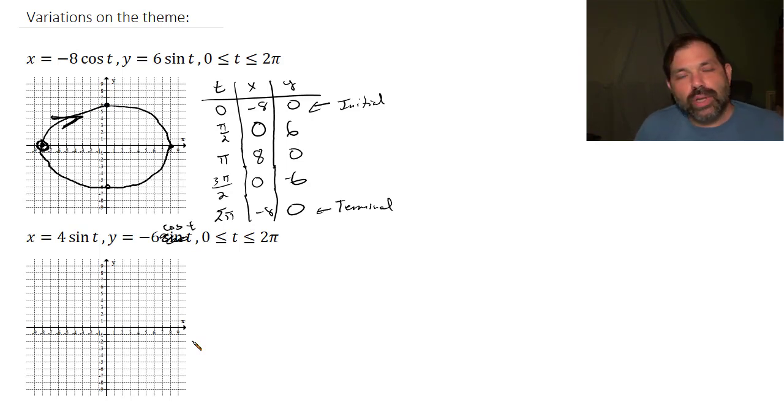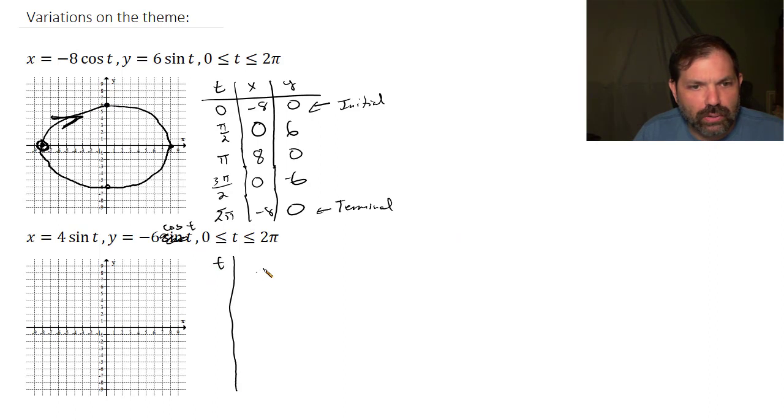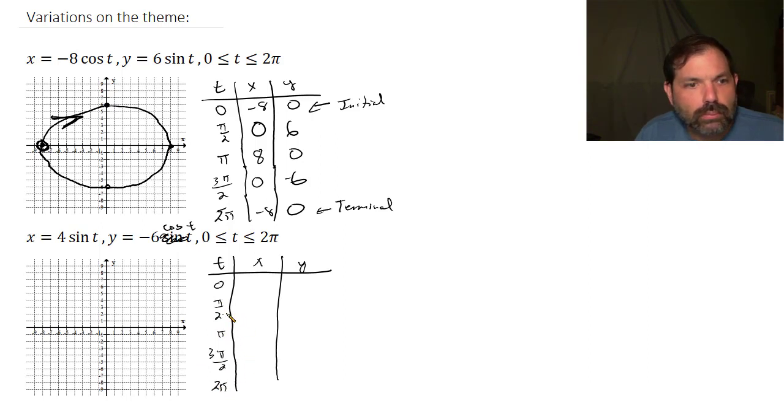Alright, so again, this is going to give me an ellipse. Let's maybe just get a few of the nice points on this, like I did in the previous exercise. So let's do a brief table, t, x, and y. And let's just use the nice 0, pi over 2, pi, 3 pi over 2, and 2 pi. Alright, so if t was 0, sine is 0, cosine is 1. So I'd start at 0, negative 6. That's going to be my initial point.